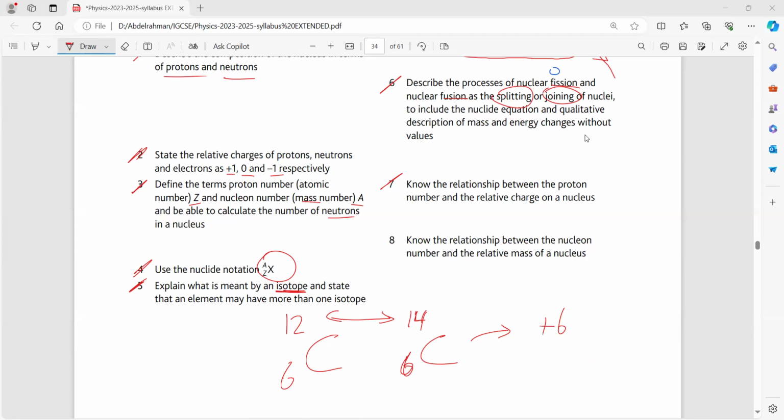Now, the relationship between the nucleon number and the relative mass. Again, the nucleon number is the mass of the nucleus.